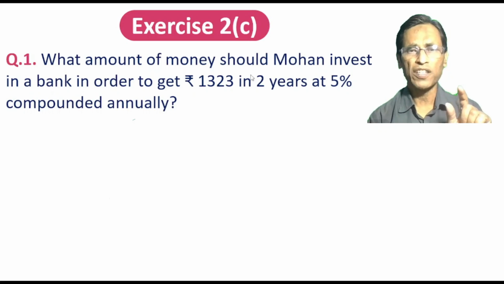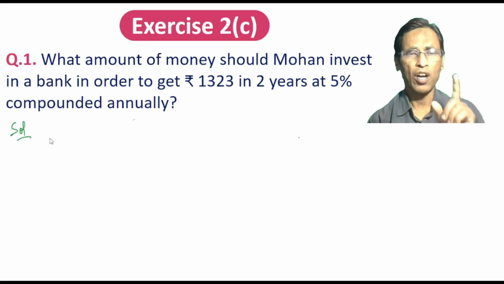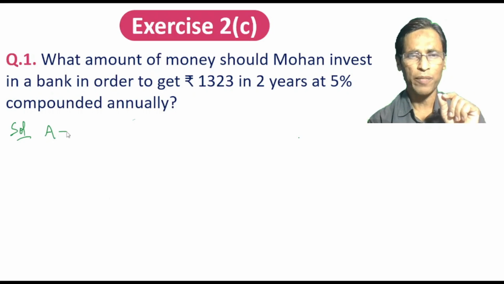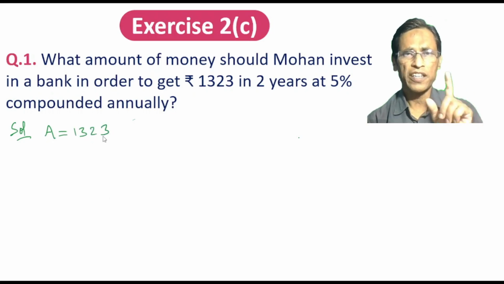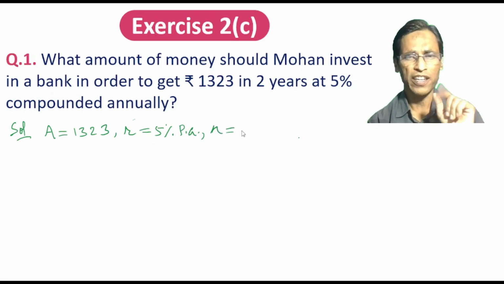What amount of money should Mohan invest in a bank in order to get rupees 1323 in 2 years at 5% compounded annually? Our first information is about amount. Amount is 1323 in rupees. This is the amount. And rate of interest is R equal to 5%, compounded annually, so it is per annum. And time period, that is number of years, n equal to 2 years.